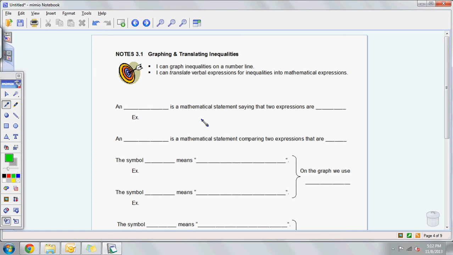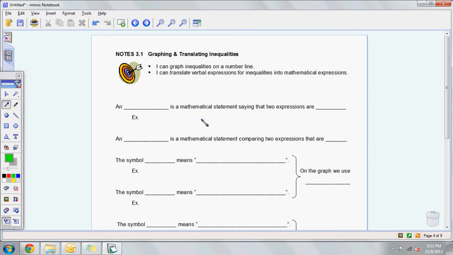Guys, it's your 3.1 notes, and you guys are going to be graphing and translating inequalities. I'm so excited about this new way that we're going to try this chapter, but please remember that if you don't understand something, it's really important for you to raise your hand and just let me know that you're confused, and that's what I'm here for.